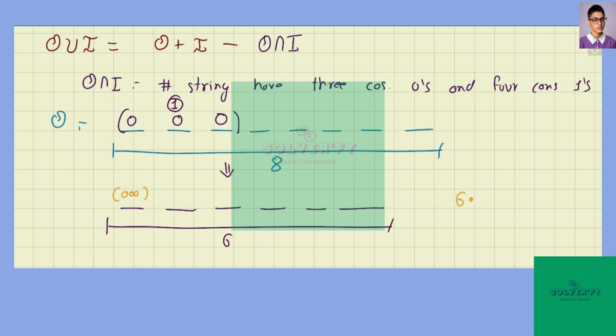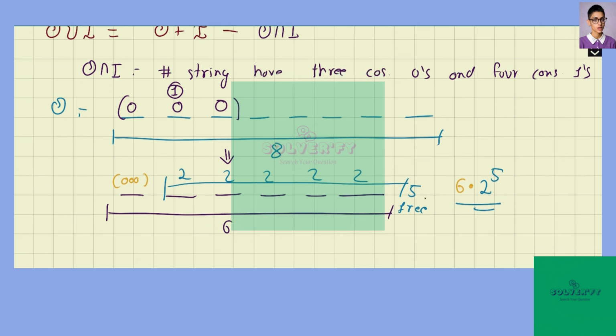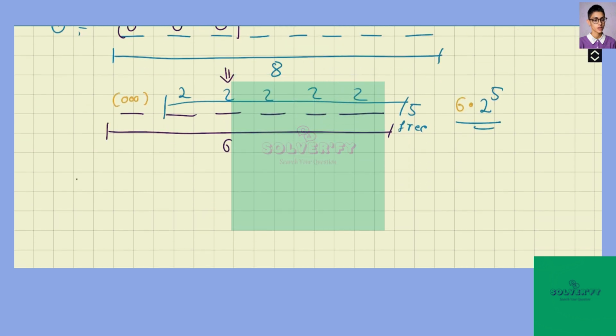Once we fix the position of these 3 elements, the remaining 5 positions are free, and there we can put any number, 1 or 0, right? So that means that here we have 2 possibilities for each of the 5 positions. So this is equal to 6 times 2 to the 5 power. So O is equal to 6 times 2 to the 5 power.